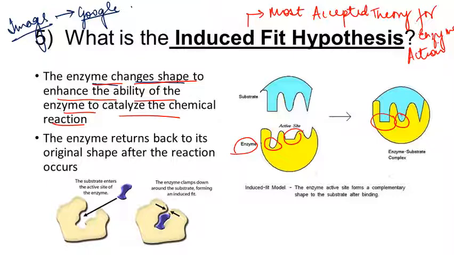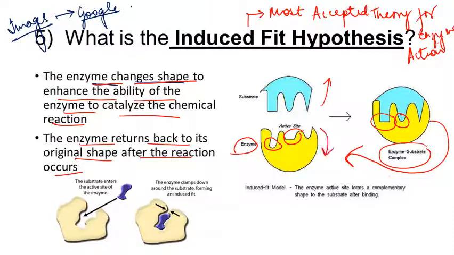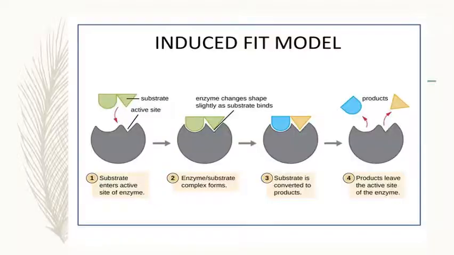That's what is explained in the induced fit hypothesis. The enzyme returns back to its original shape after the reaction occurs. One substrate will bind with this enzyme, and the enzyme will change shape, forming the enzyme substrate complex. After that, the product is released and the enzyme comes back to its original shape. This theory was given by Koshland, the induced fit model.